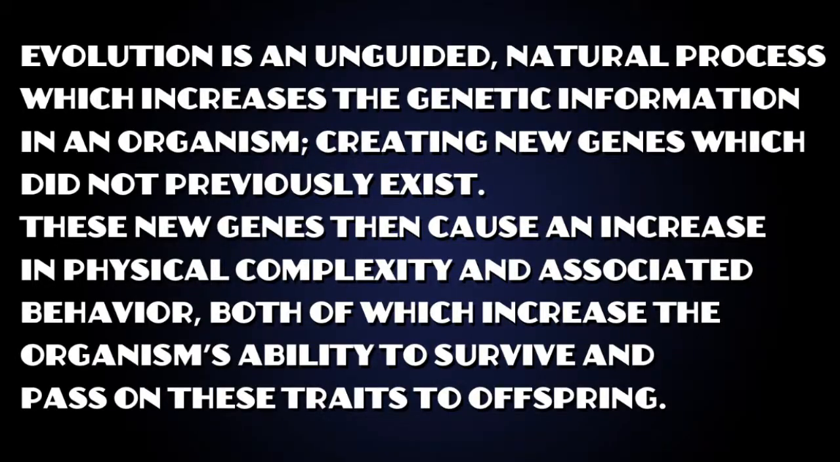Let me remind you of my fabulous, clear, useful definition for Darwinian evolution. Evolution is an unguided natural process which increases the genetic information in an organism, creating new genes which did not previously exist. These new genes then cause an increase in physical complexity and associated behavior, both of which increase the organism's ability to survive and pass on these traits to offspring. The definition doesn't just call for the addition of new parts, but also for the addition of associated behavior.